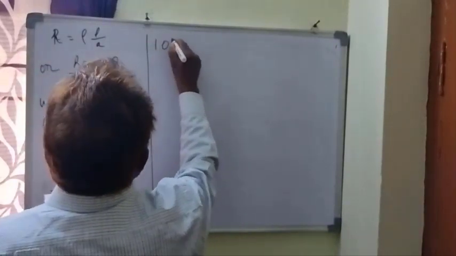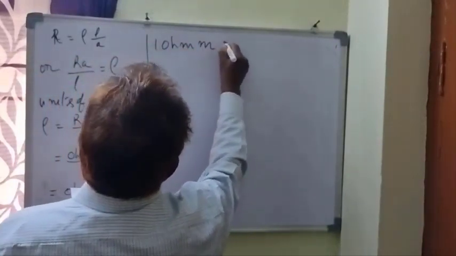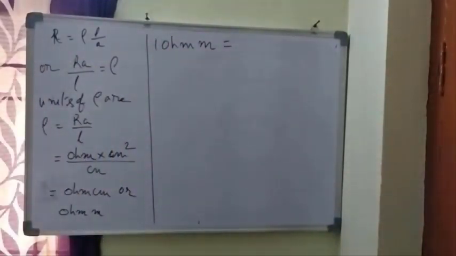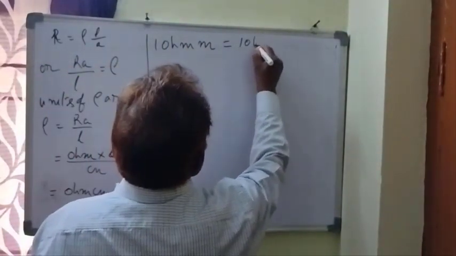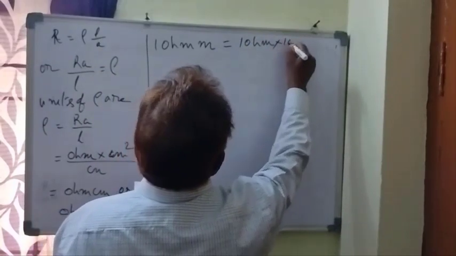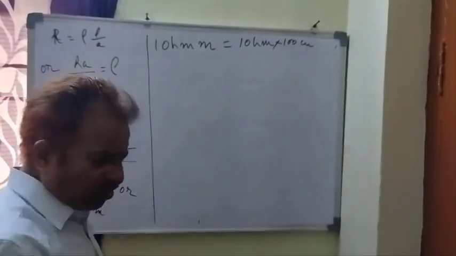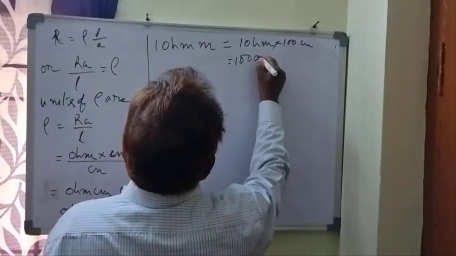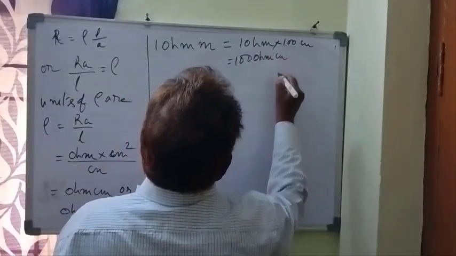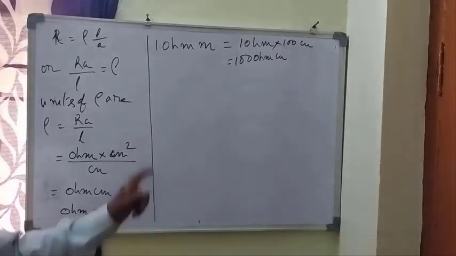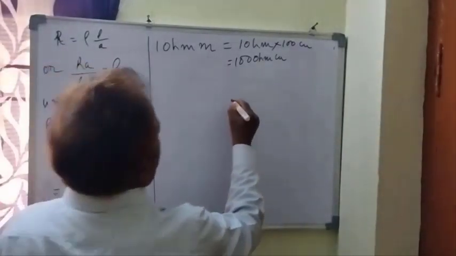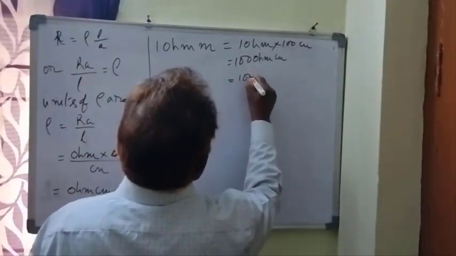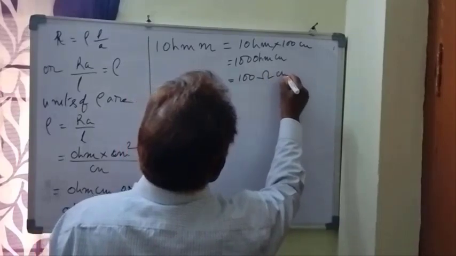Now, 1 ohm meter is 1 ohm into 1 meter, how much? 100 centimeter. So 1 ohm meter equal to 100 ohm centimeter. This is the symbol for ohm.